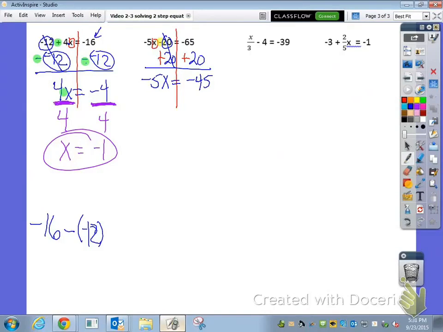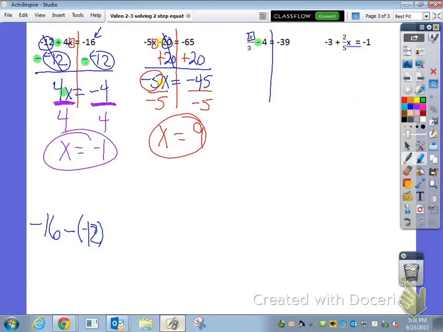Okay? And what is the opposite? The opposite of multiplying is to divide. So I'm going to do my fraction bar. What is beside the x? Negative 5. So I need to divide by negative 5. Okay? So x equals positive 9. There's your answer.